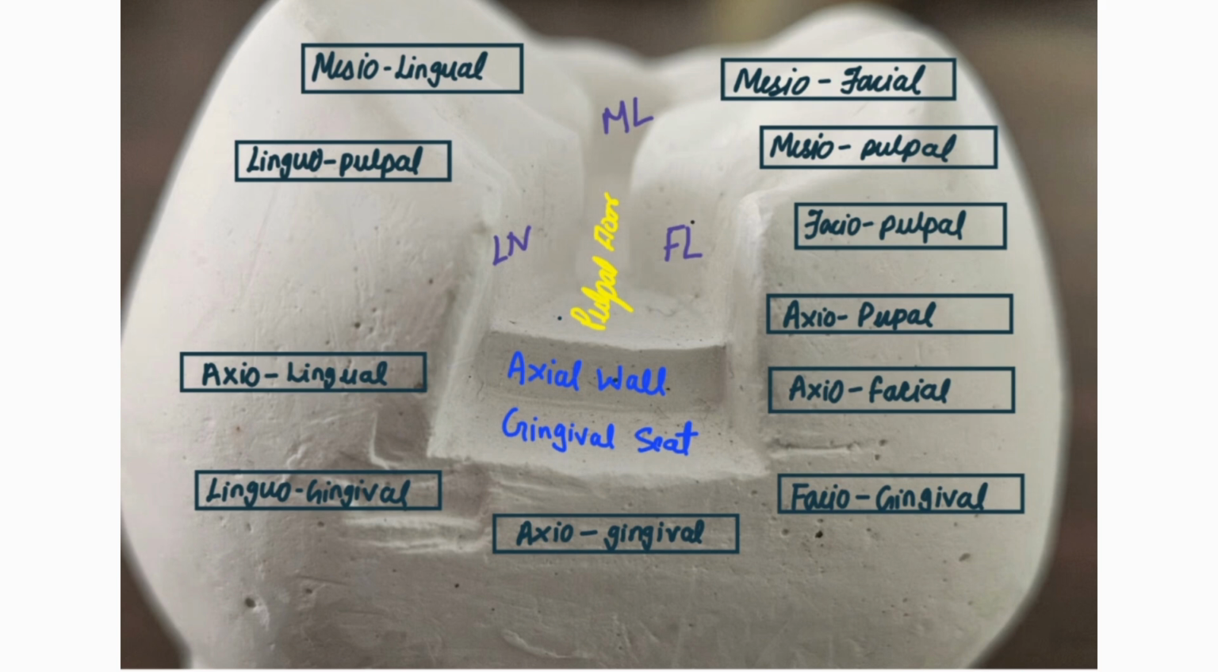Similarly, this line between your axial wall and the facial wall would be your axiofacial line angle, and on the opposite side, it will be your axiolingual line angle. The line connecting the facial wall to the gingival seat would be your faciogingival line angle, and on the opposite side, you would have the linguogingival line angle. So this is pretty much about the line angles.